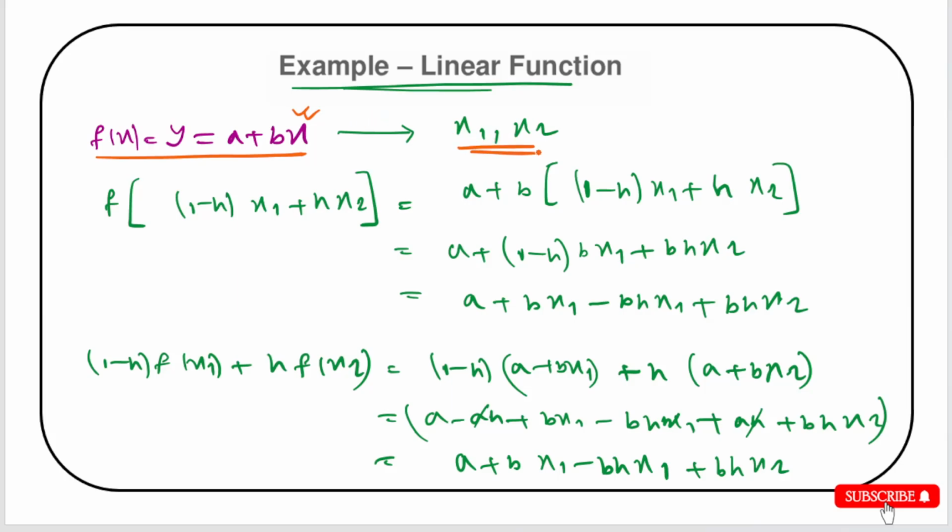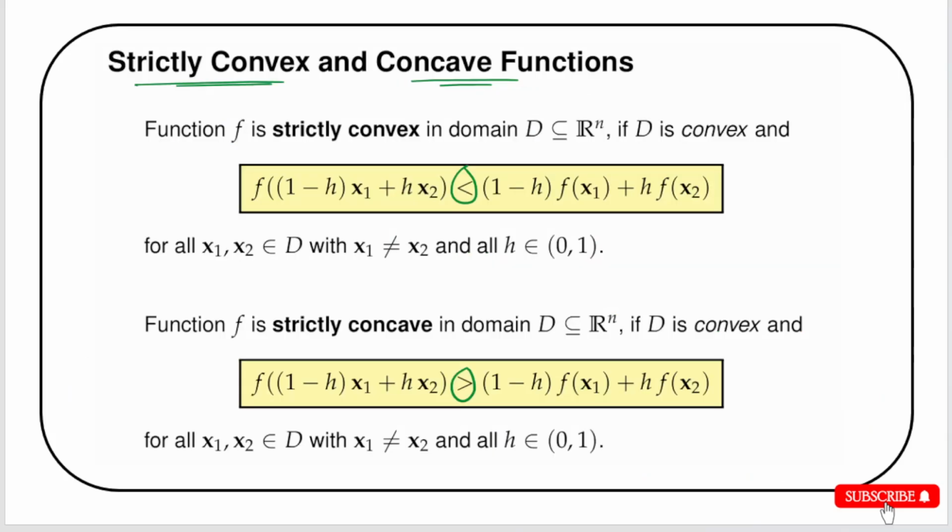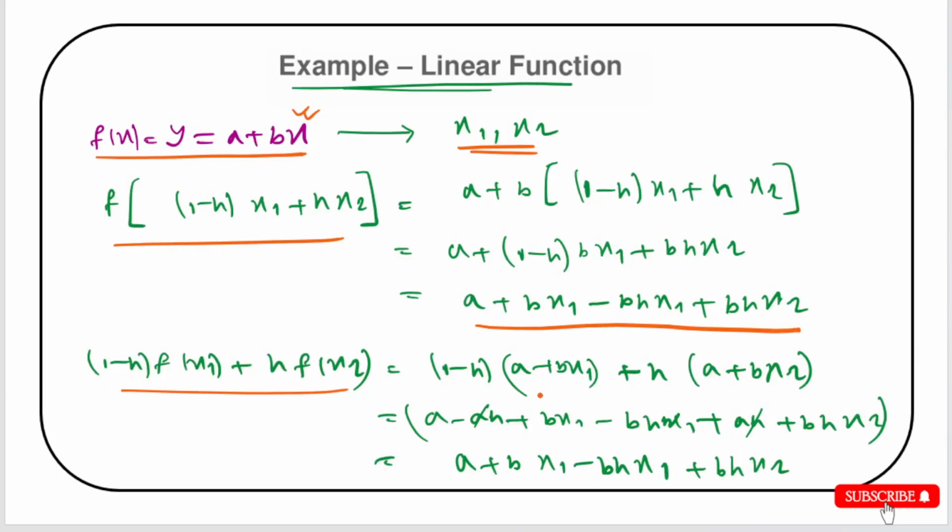You take 2 points x1 and x2 from the domain of this function. Then simply calculate the left hand side and the right hand side. So f of (1 minus h)x1 plus hx2. Instead of x, write this value. Here I have written this and simplified to get this expression. Similarly, find this one. So you are finding this expression and this expression separately, and then you will compare whether it is greater than or less than.